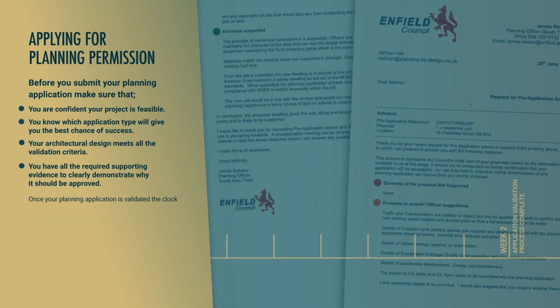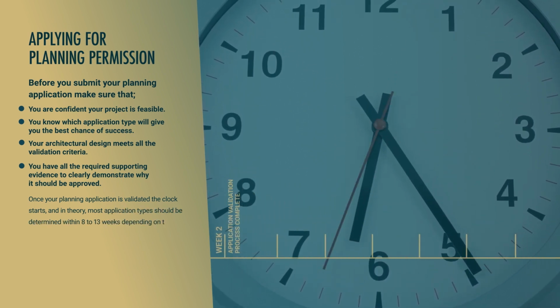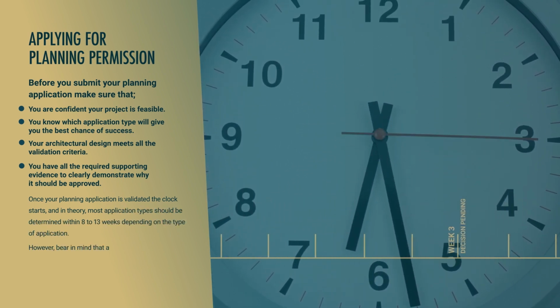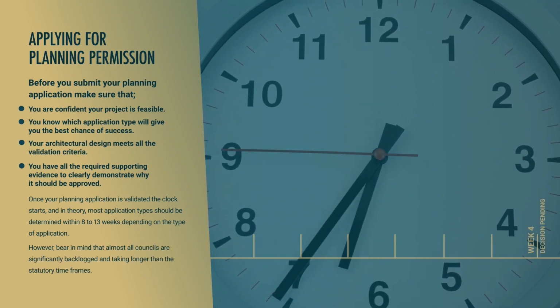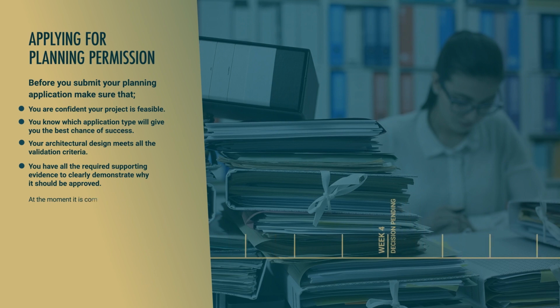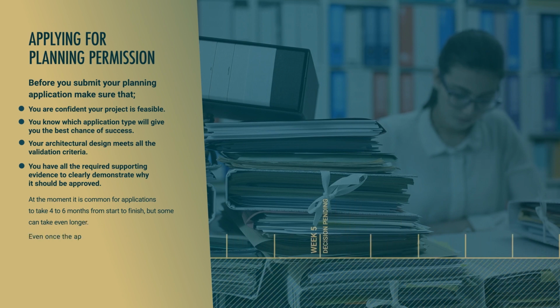Once your planning application is validated, the clock starts, and in theory, most application types should be determined within 8 to 13 weeks. However, bear in mind that almost all councils are significantly backlogged and taking longer than the statutory timeframes. At the moment, it is common for applications to take 4 to 6 months from start to finish, but some can take even longer.